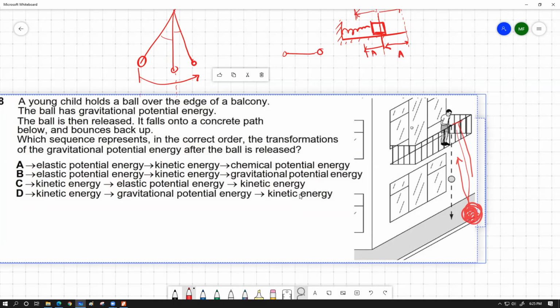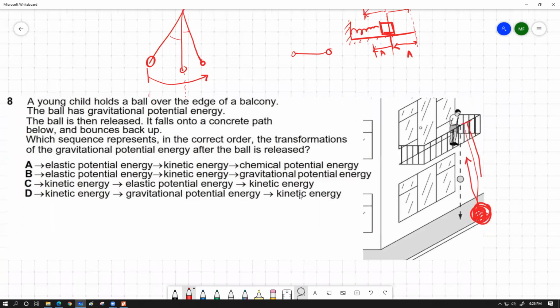C is the correct answer. But I would appreciate, but CIE doesn't care about people's appreciation anyway. So the question actually says it falls onto a concrete path below and bounces back up. Bounces back up means we are basically talking about the ball actually bouncing back up. So I would be more comfortable if they put another potential energy after kinetic energy, because bouncing back up means it has bounced off from the ground already.